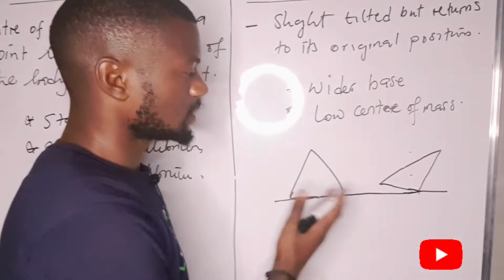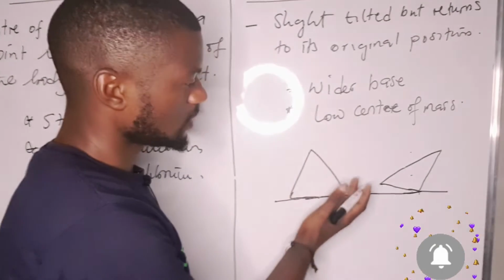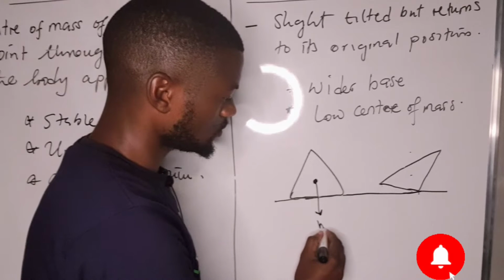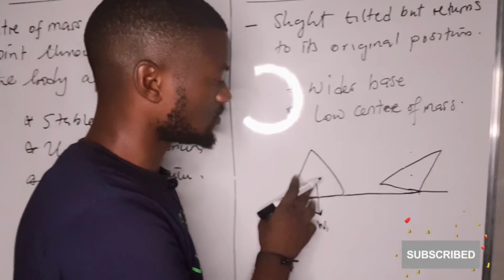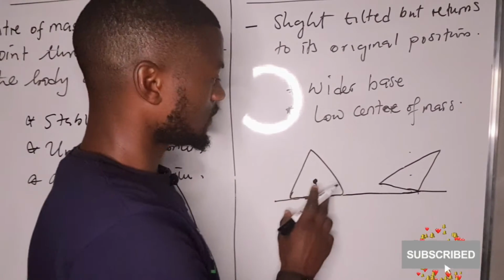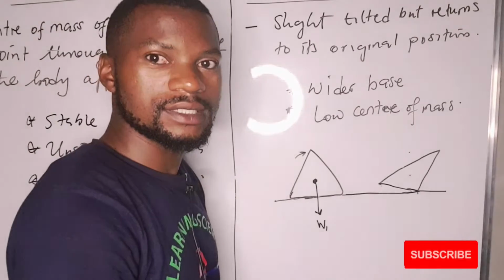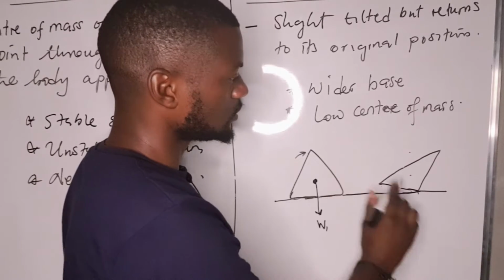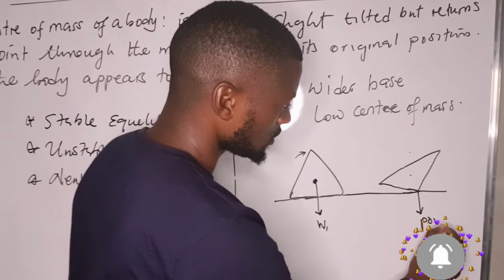So now let's try to look at this scenario. So we have this object which is in stable equilibrium with the wide base and the low center of mass, which is somewhere about here. Acting downwards, we put it as W1. So this is the point where the mass of this object is acting from. So now, in a situation where this object is tilted a bit, you will notice something of this nature. So it will be tilting about its pivot. So this will be the pivot.